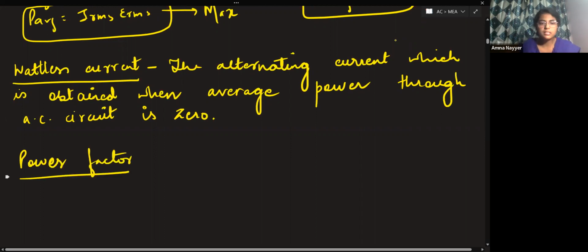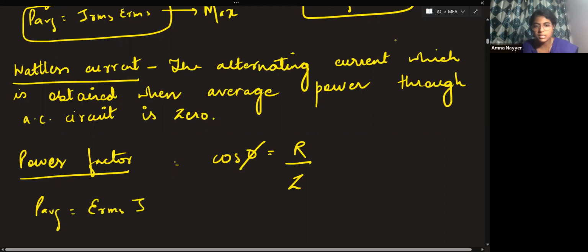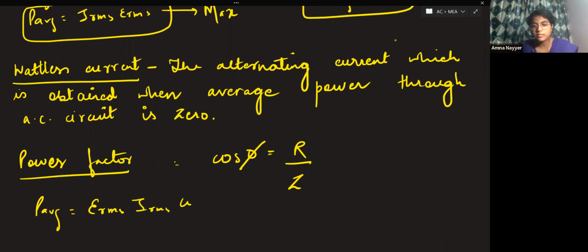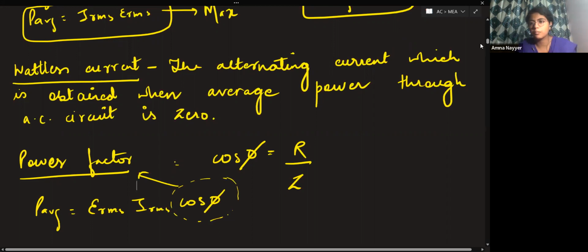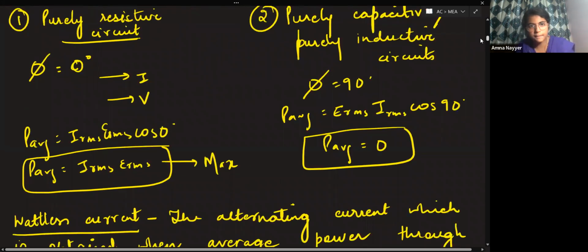Power factor is just cos phi. Remember, cos phi we used to write as R by Z everywhere. So in the formula of average power, are you able to observe this? ERMS, IRMS, cos phi. This cos phi is nothing but what we call the power factor. Certain terms were left to discuss, so power factor is basically cos phi. Note down this as well.